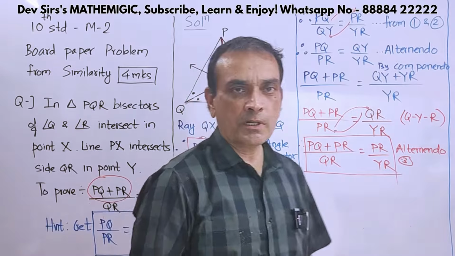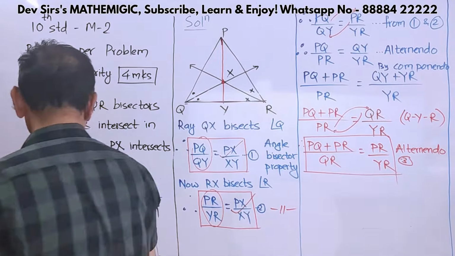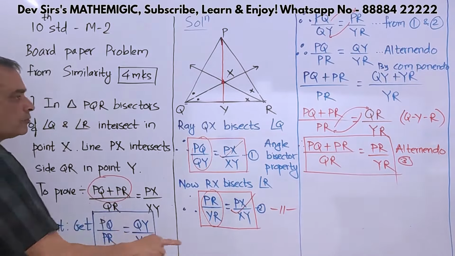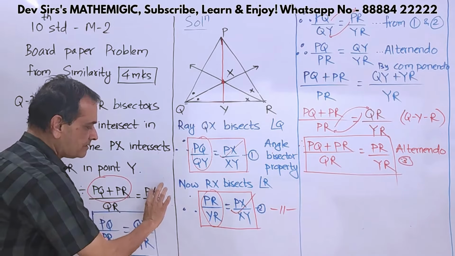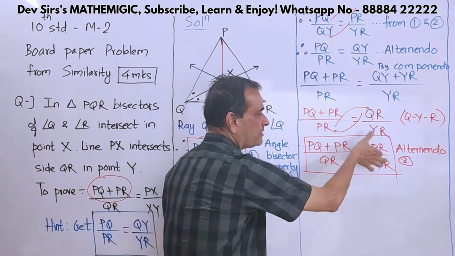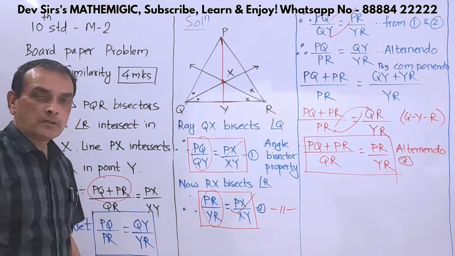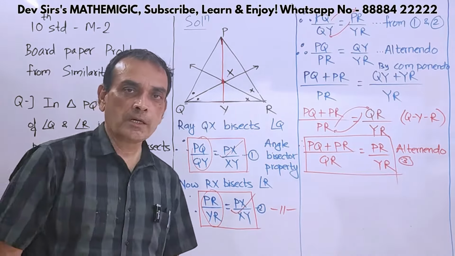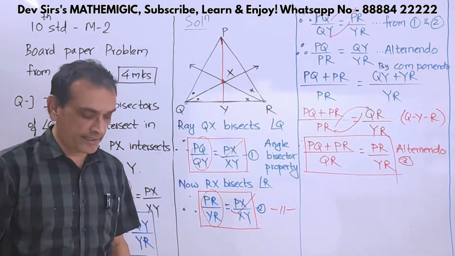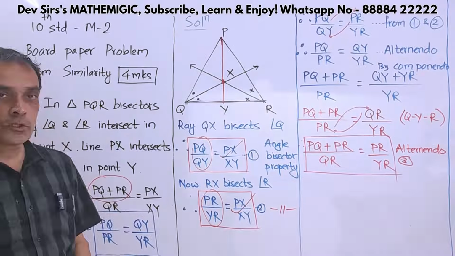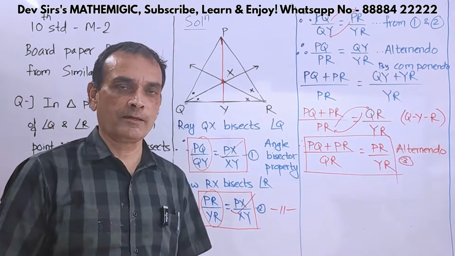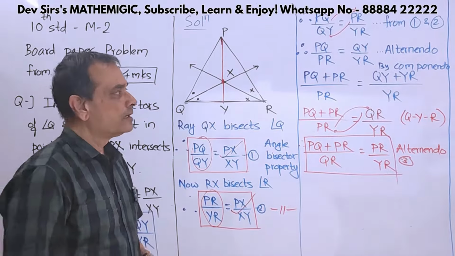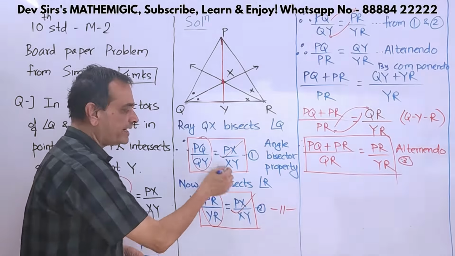Why am I saying it's almost over? Because I have got the left hand side, PQ plus PR upon QR. I need to convert this into this. So think. Yes, some of you must have got it correctly. So look at the earlier equations. What can you substitute? Very, very simple thing. I will just look at equations 1 and 2.